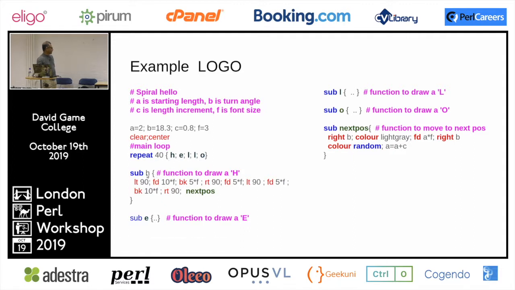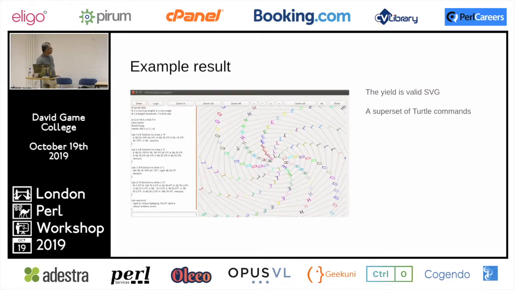Each of these commands, sub H, is logo like it says: left 90, forward 10 times F, and then back 5 times F. So it evaluates that expression, right 90, forward, and this draws an H, and you'll have similar functions for E, L, and O, and the next position to go to the next cursor position. So these are subroutines that are defined by the script writer. The red ones are the actual domain-specific commands, and the dark blue ones are included in the core. And this will produce this kind of result, yeah?